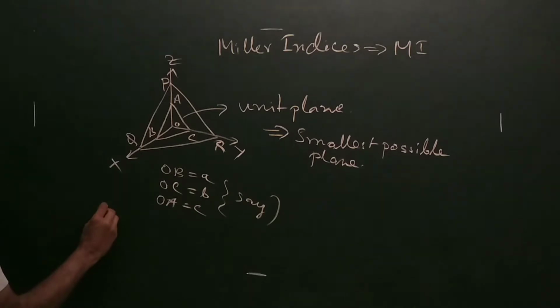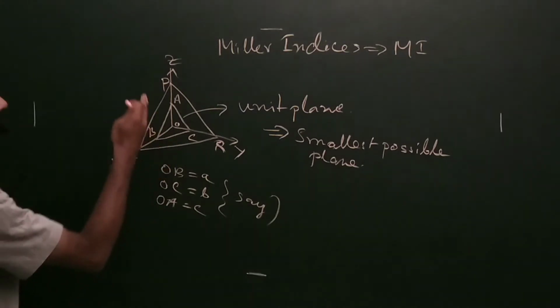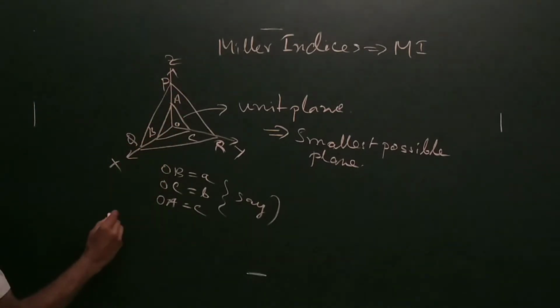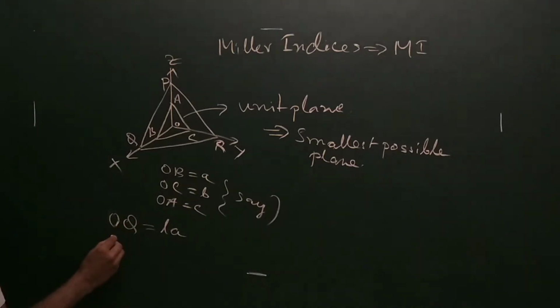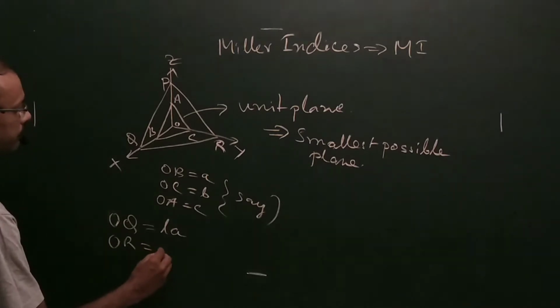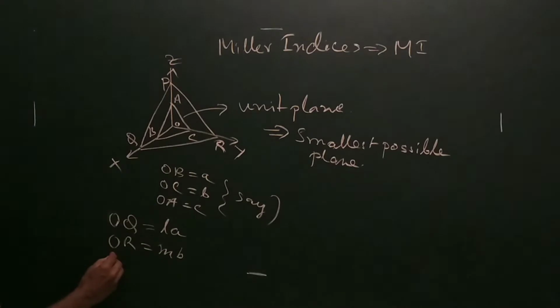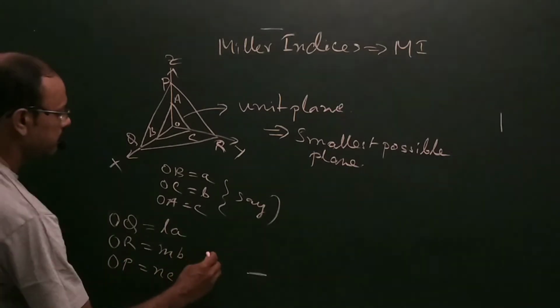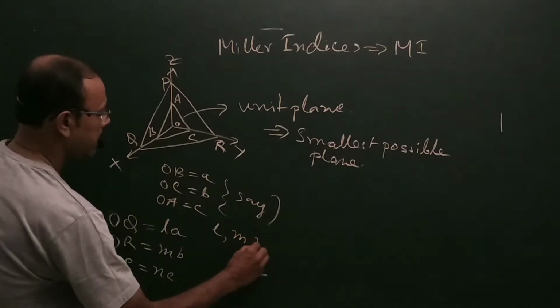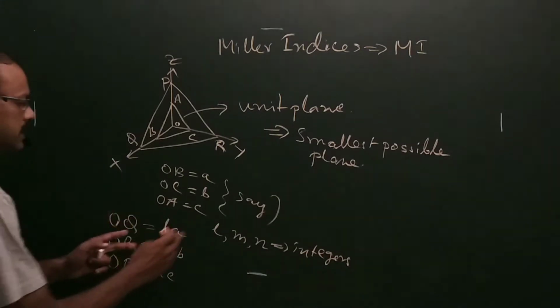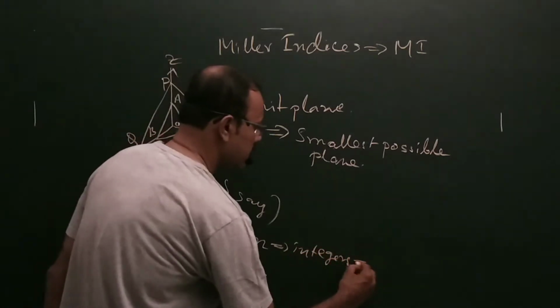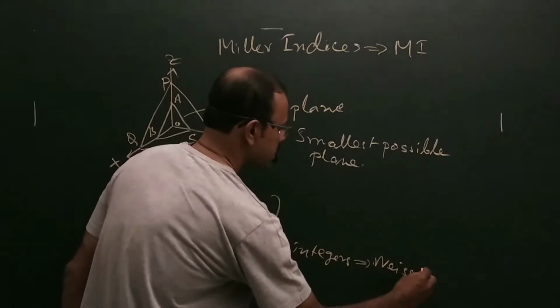So, if we find the intercepts along the x, y and z axes of the next plane, that is PQR, we will obviously have OQ along the x-axis equal to l a, OR equal to m b, and OP equal to n c, where l, m and n are integers. Now, these l, m and n are called Weiss indices.